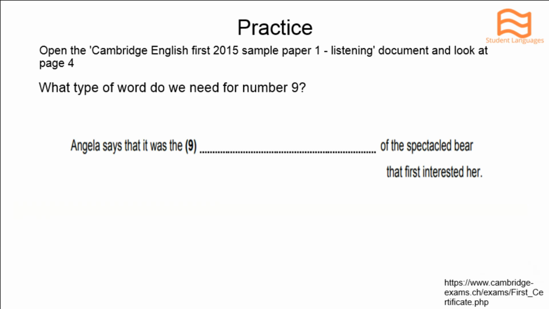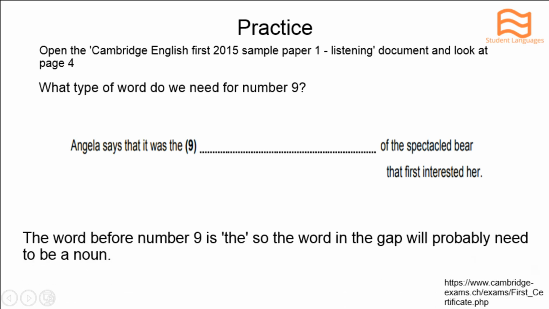Okay, so hopefully you've done that. And when I did it, I know that the word before number 9 is the word the. The is what we call an article in English, and the word which comes after the in a sentence will probably be a noun, or it could be an adjective and then a noun. But I know that we will probably need a noun in the gap here.